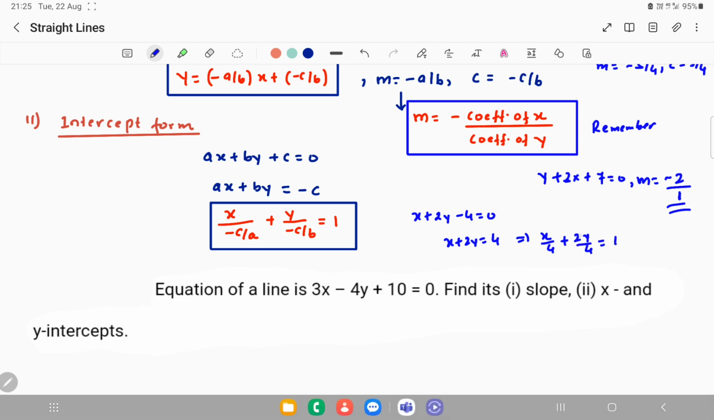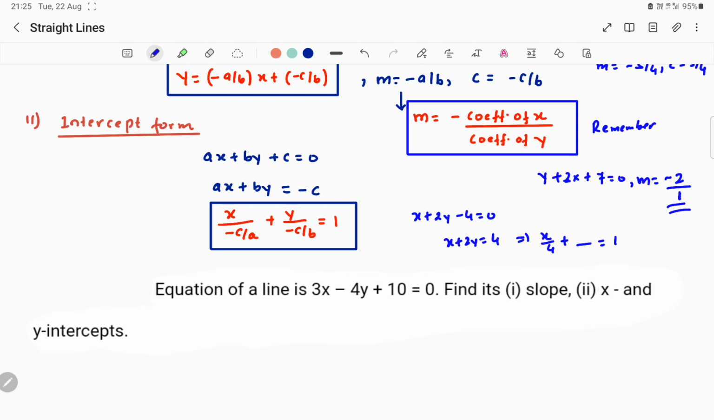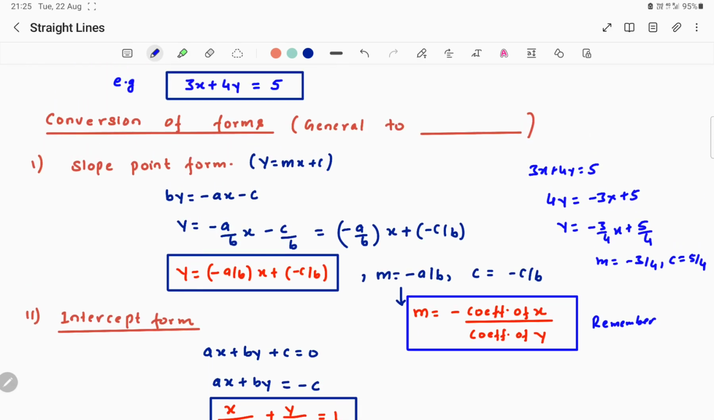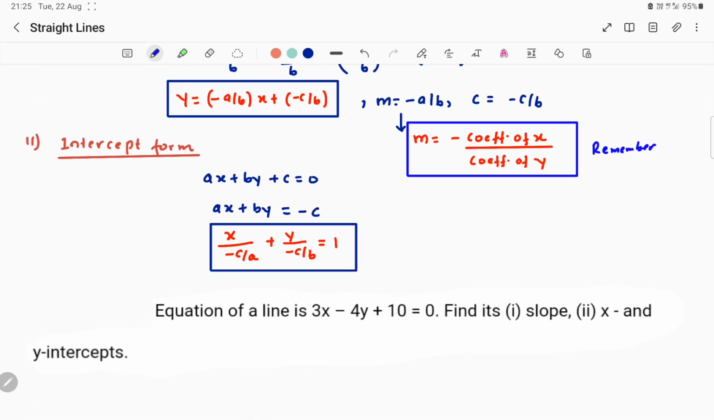Now this 2 we don't want, isn't it? So this 2 we can send in the denominator and we can write it as y by 2. So our required equation will be x/4 + y/2 = 1. Okay, this is for the understanding. Let me clear this out. We can see a quick question here.